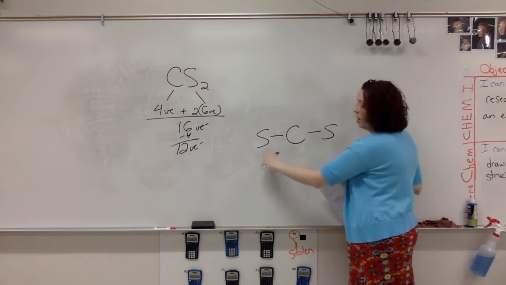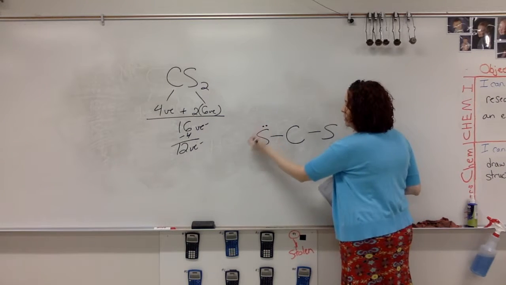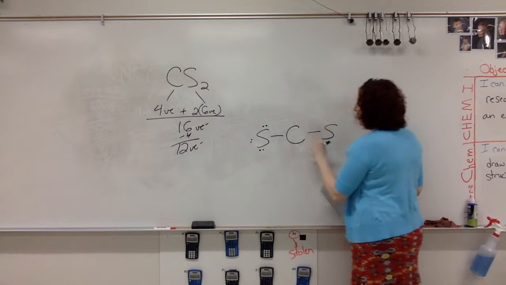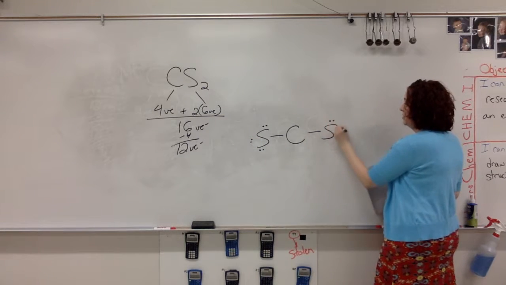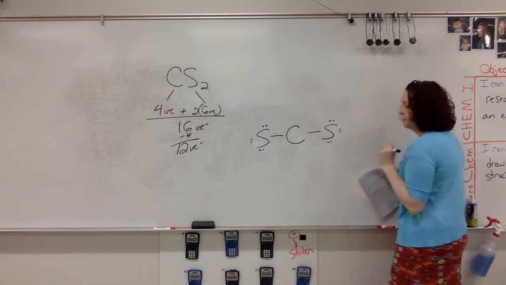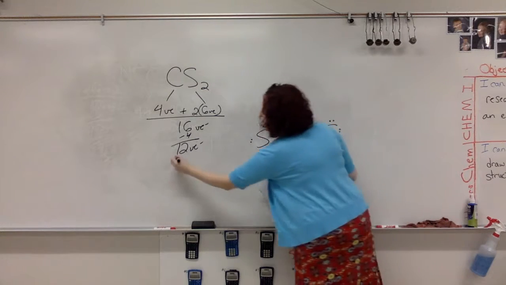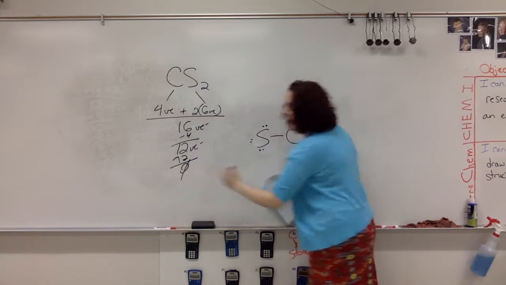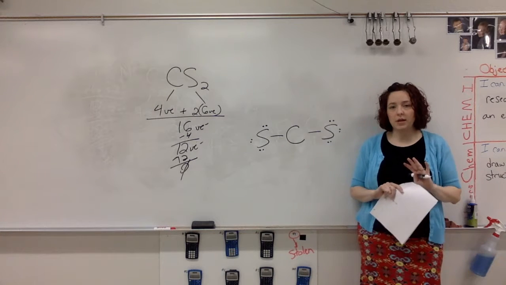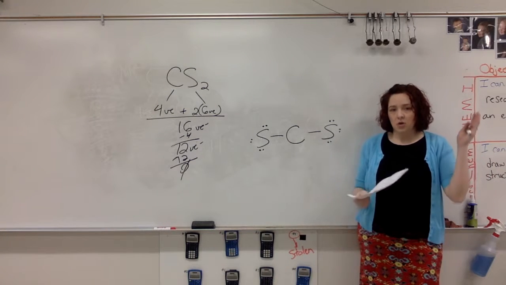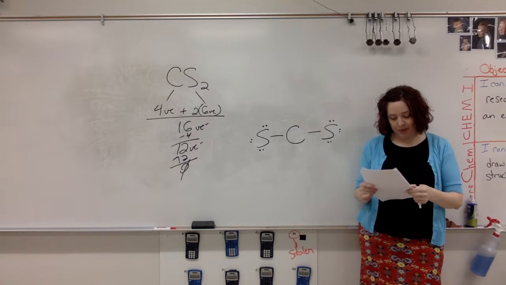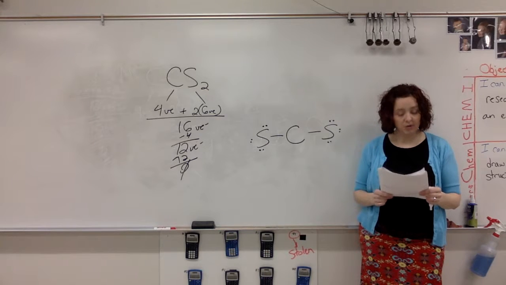So sulfur already has 2, so we get 6 more. This sulfur already has 2, so he gets 6 more. Okay, so that's 12 dots. We are out of dots. You cannot draw any more dots. So we can skip step 5. Now we need to go to step 6.